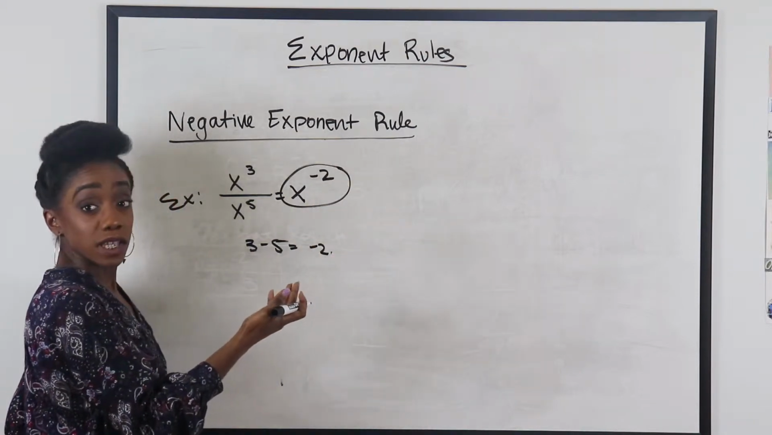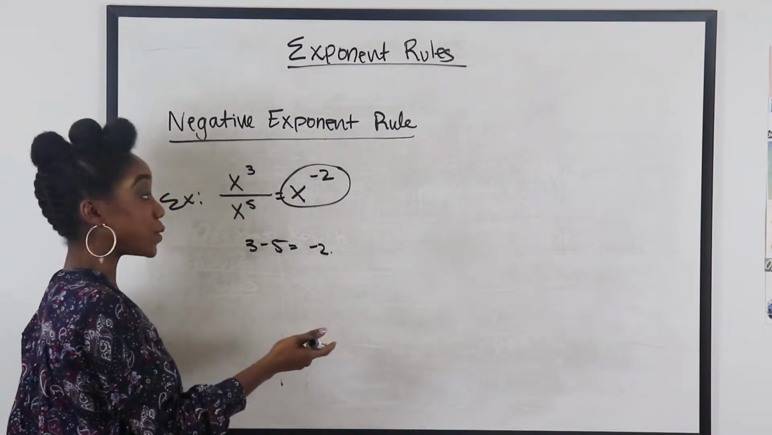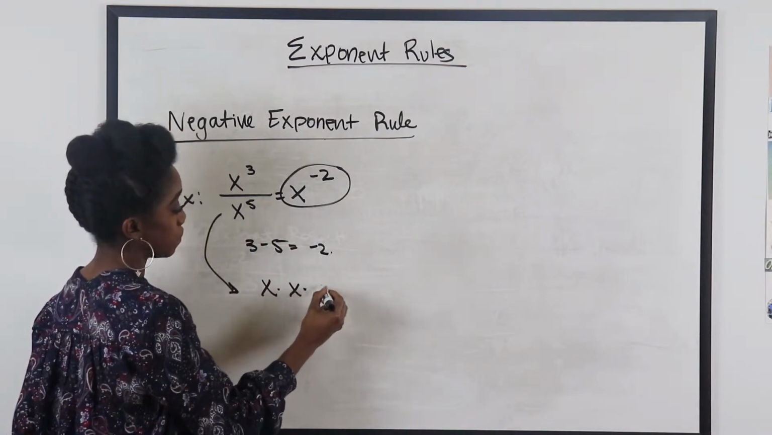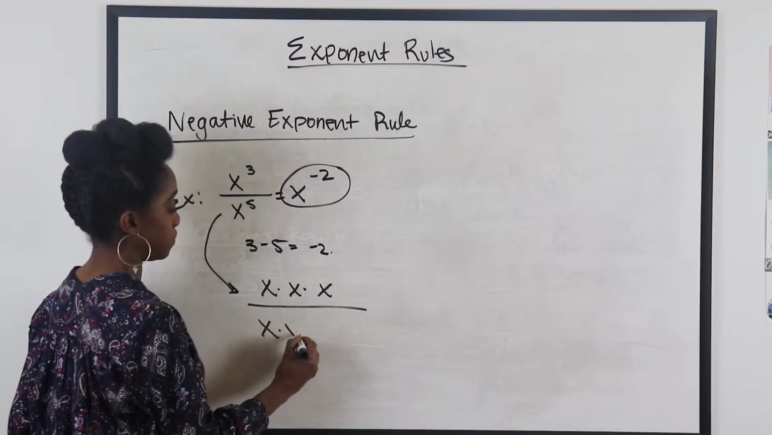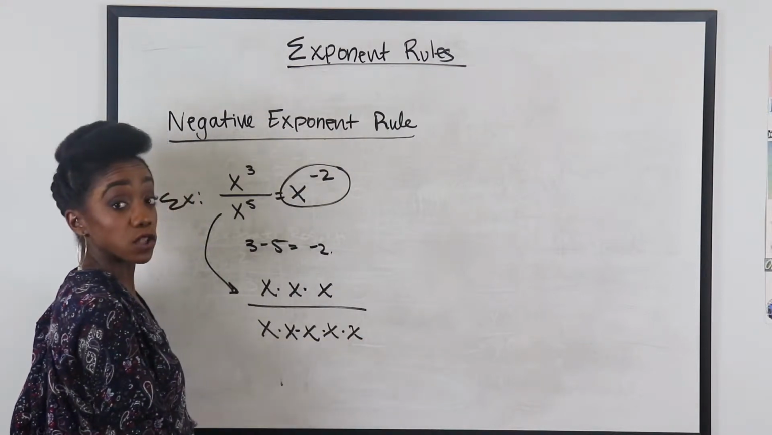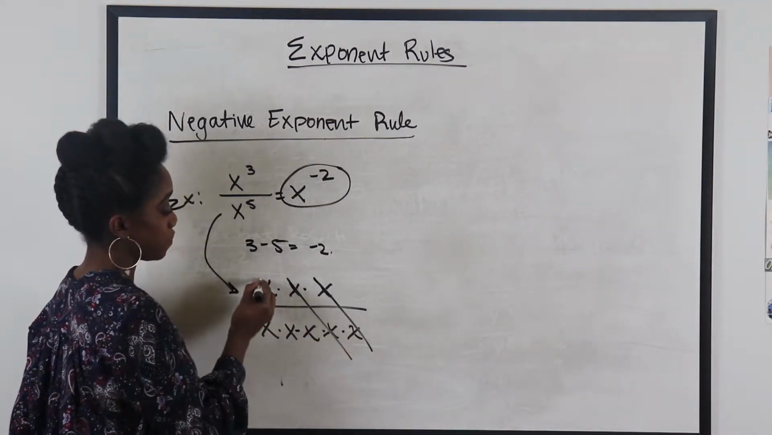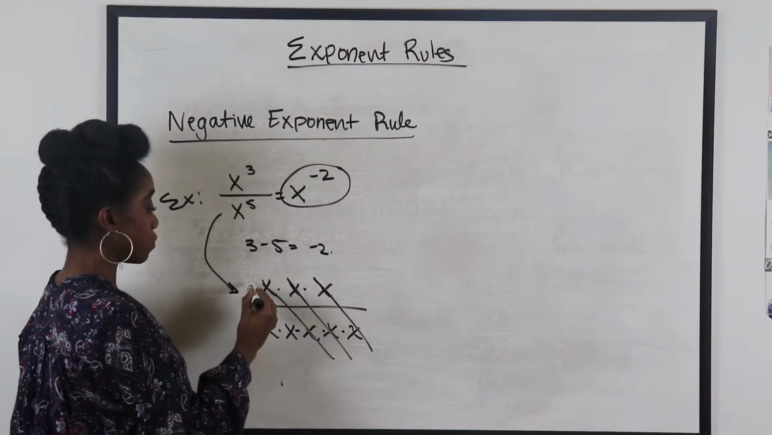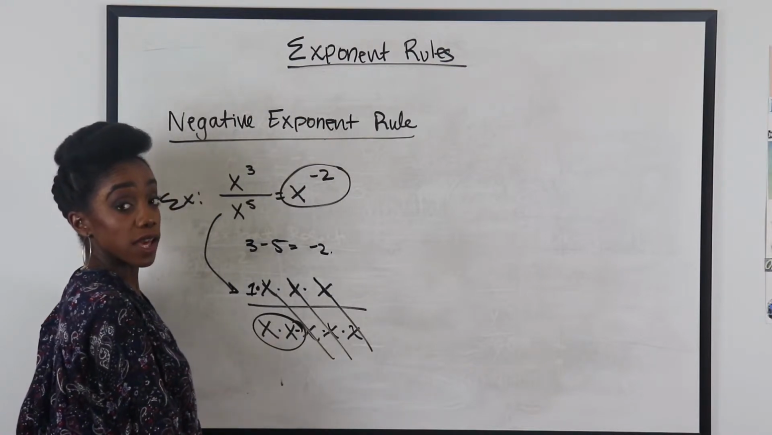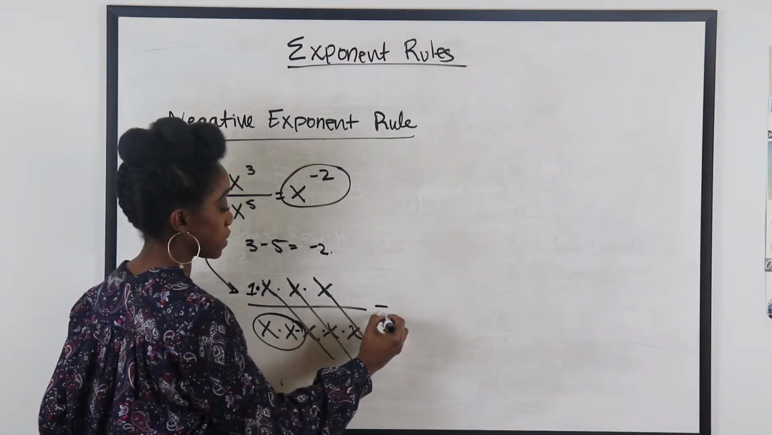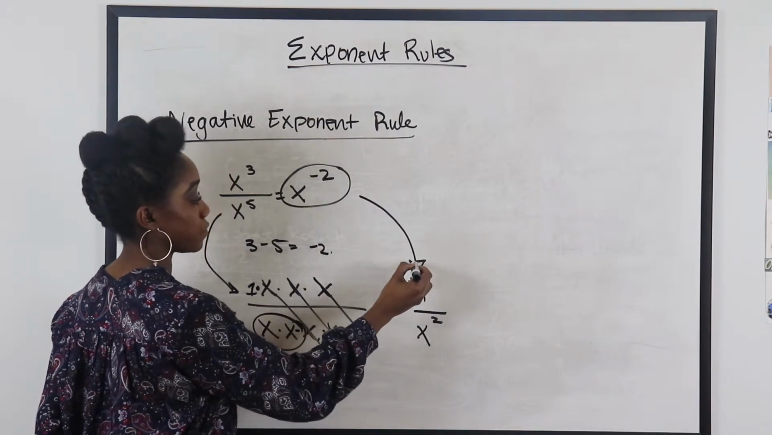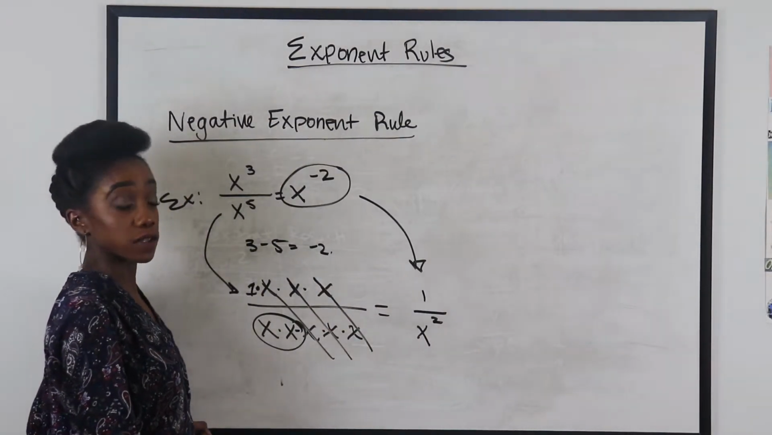Now, what does it mean to be x to the negative second power? Well, let's do our expansion here, how we usually do, with 3 x's on top and 5 on the bottom. And then we start to cancel. What are we left with? Well, there's an imaginary 1 here, right? And then on the bottom, we have x squared. So this becomes 1 over x to the second power. That's what it means to have a negative exponent.